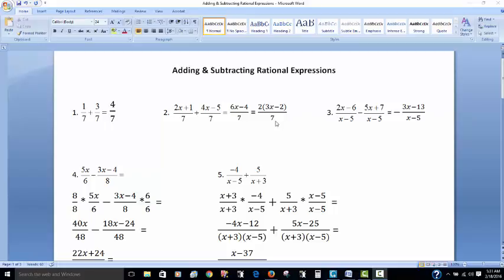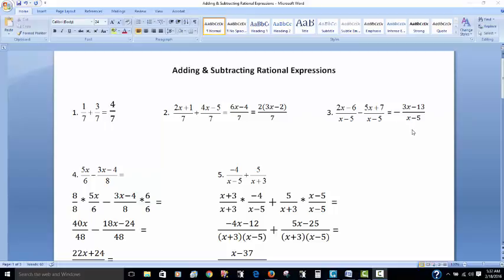And then let's go on to our last simple one here, number 3, where we have a 2x minus 6 over x minus 5, minus 5x plus 7 over x minus 5. Again, our denominators are the same, so we keep the denominator. Then we just work with the numerators. Well, 2x minus 5x is a negative 3x. And then negative 6 minus 7 is negative 13. So it works out to be a negative 3x minus 13, but since the negative is here, we simply just move the negative to the side.